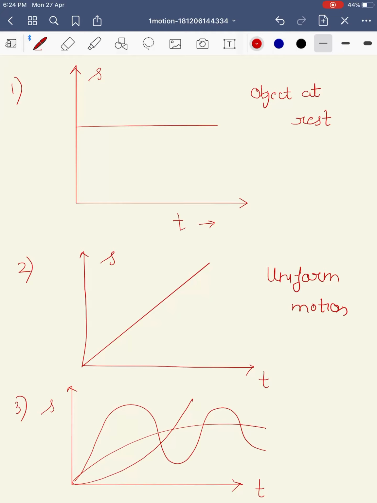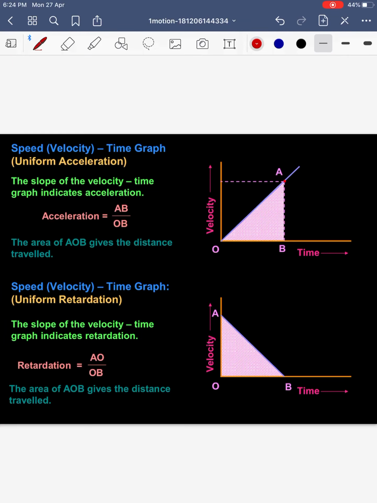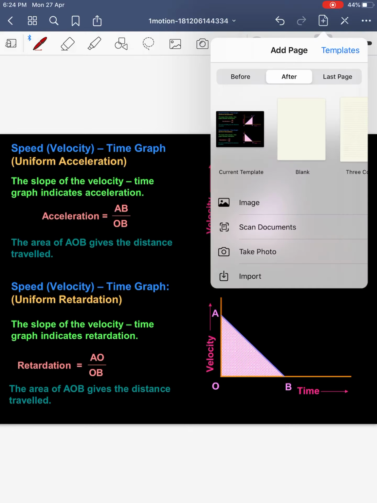Then I told you one more thing, that slope of distance time graph always gives you value of velocity. Today we are going to discuss velocity time graph. Okay, so velocity time graph, first case they have discussed here is case of uniform acceleration and second is of uniform retardation. Before that, there is one more case as per your book, that is the case of uniform velocity. So case 1 as per your book, that is the case of uniform velocity.